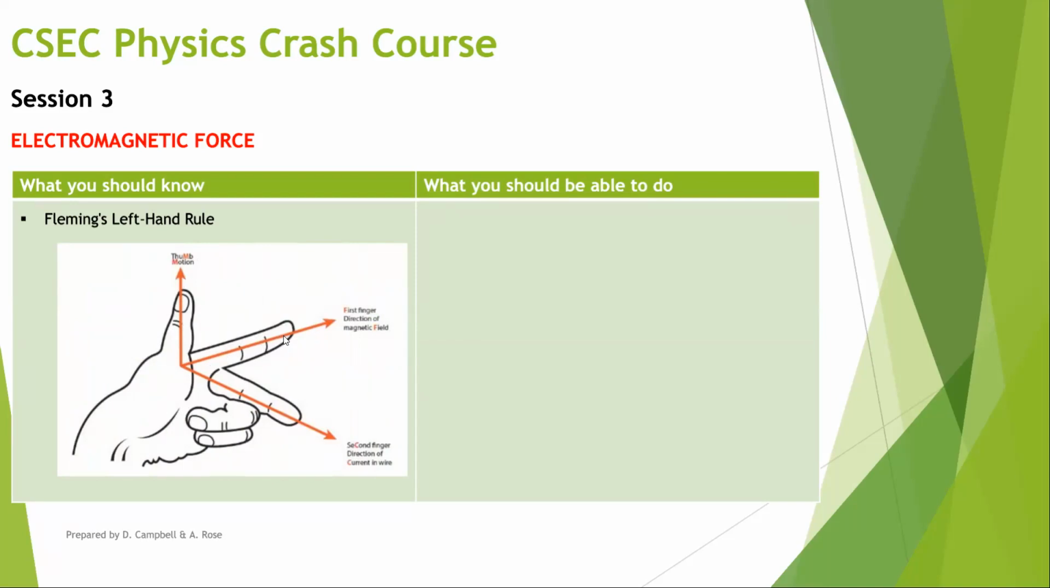Now, what you do next is to align your first finger in the direction of the magnetic field and your second finger in the direction of the current, and your thumb will point automatically in the direction of the force or the motion. All right. Any questions? Any concerns here?